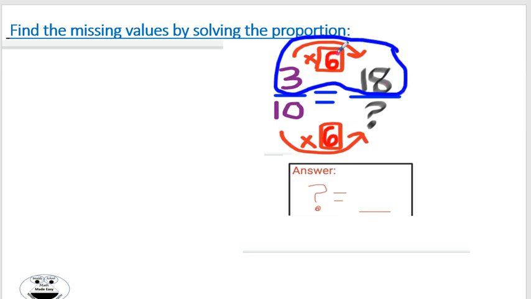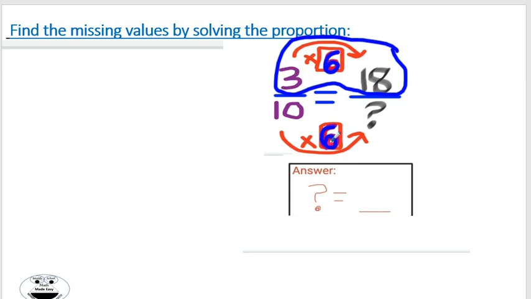So once we know that they multiplied by 6 on the top, in order for it to be a proportion, they have to multiply by the same number, 6, on the bottom. If they use 6 on the top, they have to use 6 on the bottom as well. And that's the key here with proportions. You're always multiplying by the same number on the top and bottom to get another equivalent ratio, which is what a proportion is.